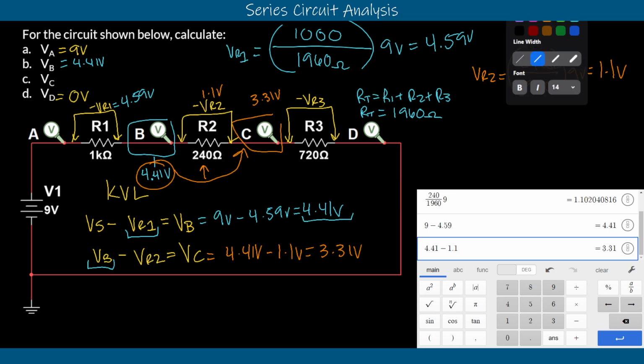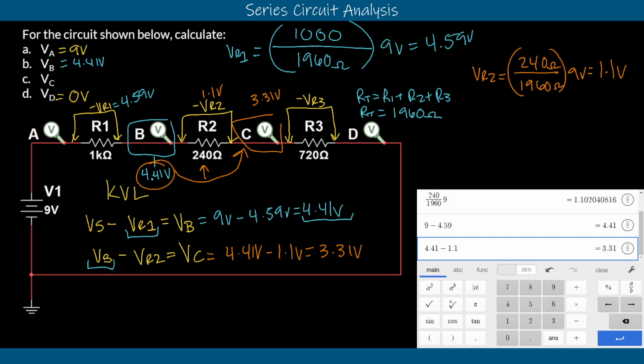So again, if you were to go in Multisim, build this circuit, you would be able to measure from this location to ground and get 9 volts. You would be able to measure from the B location to ground and get 4.41 volts. And then you'd be able to measure from the C location to ground, get 3.31 volts. And then at D, you should see that ground is ground. It is 0 volts at D.